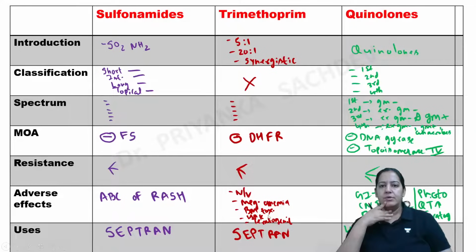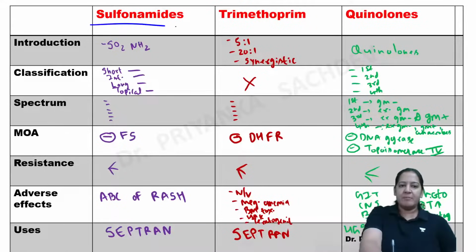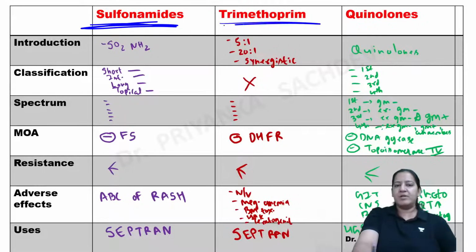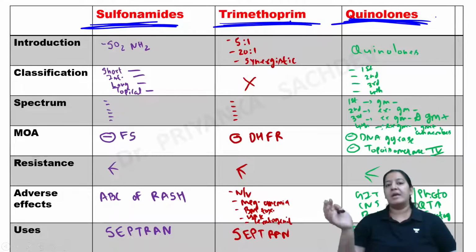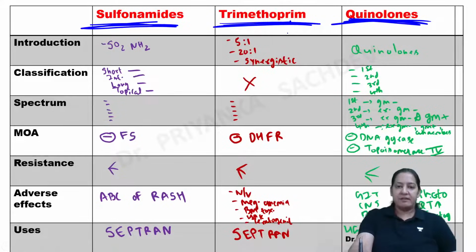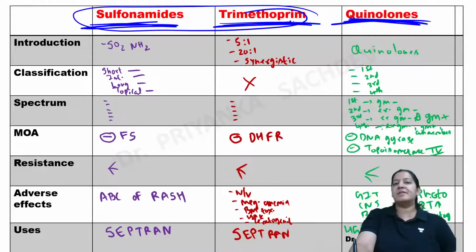Can you see the three chapters are completed from my side? The first chapter was sulfonamide, the second chapter is trimethoprim, and the third chapter is quinolone. We have completed three chapters in antimicrobial drugs. All three are nucleic acid synthesis inhibitors. The first two are indirect inhibitors and the third one is a direct inhibitor.